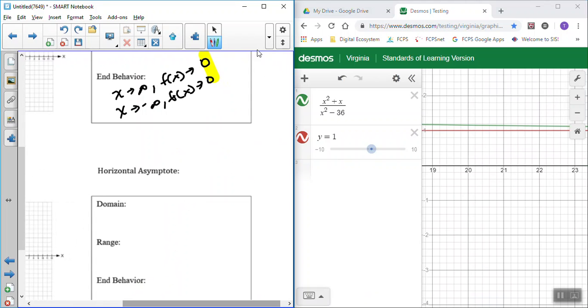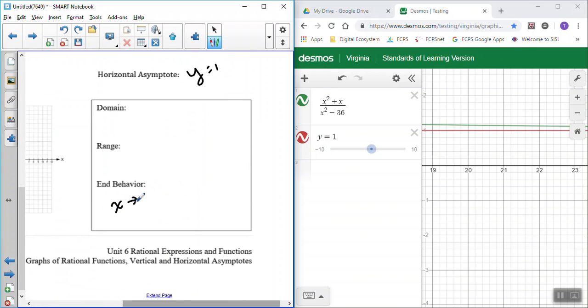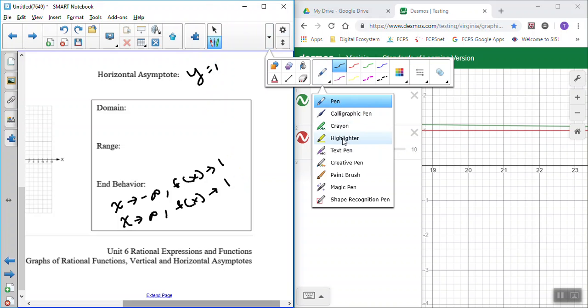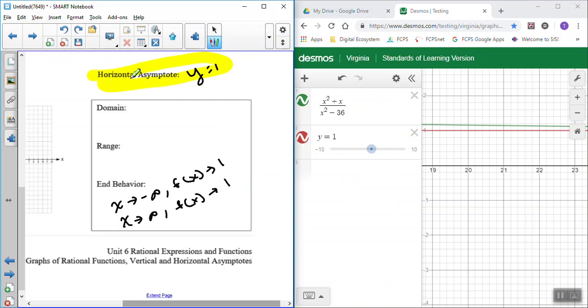So you can write the horizontal asymptote is at y equals 1, and this is what your end behavior looks like. It says as x approaches negative infinity, f of x approaches, we usually write infinity here, positive or negative, but we'd say it approaches the horizontal asymptote at 1. As x approaches positive infinity, f of x approaches 1 as well. It's just going to be the same thing. Both sides are going to be the same thing as your horizontal asymptote. So horizontal and vertical. Okay?